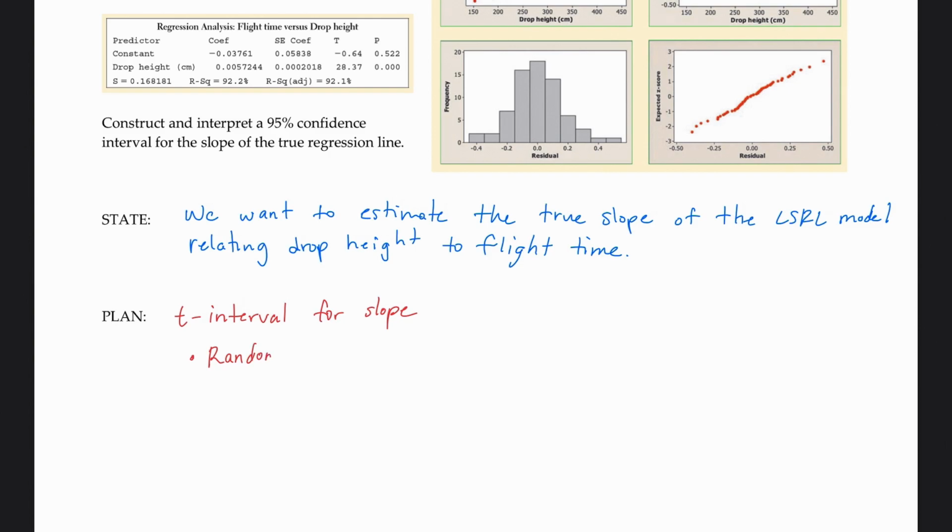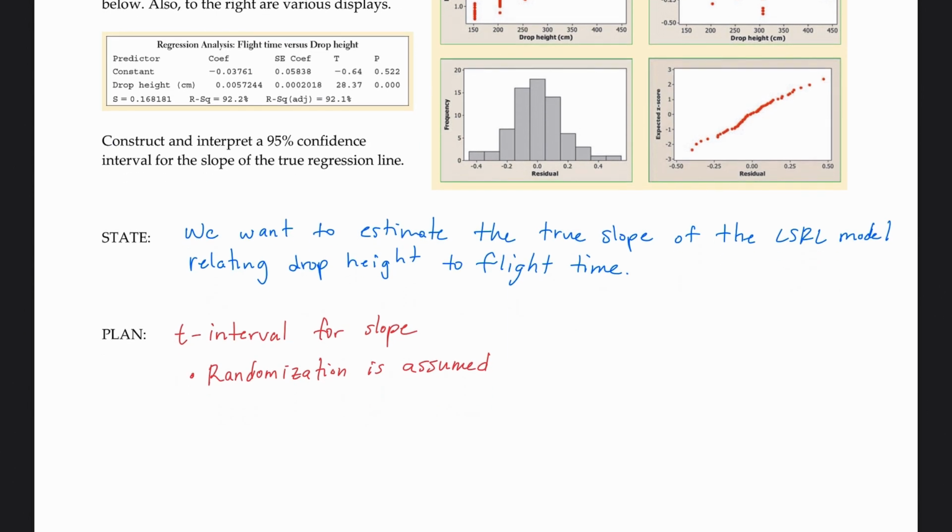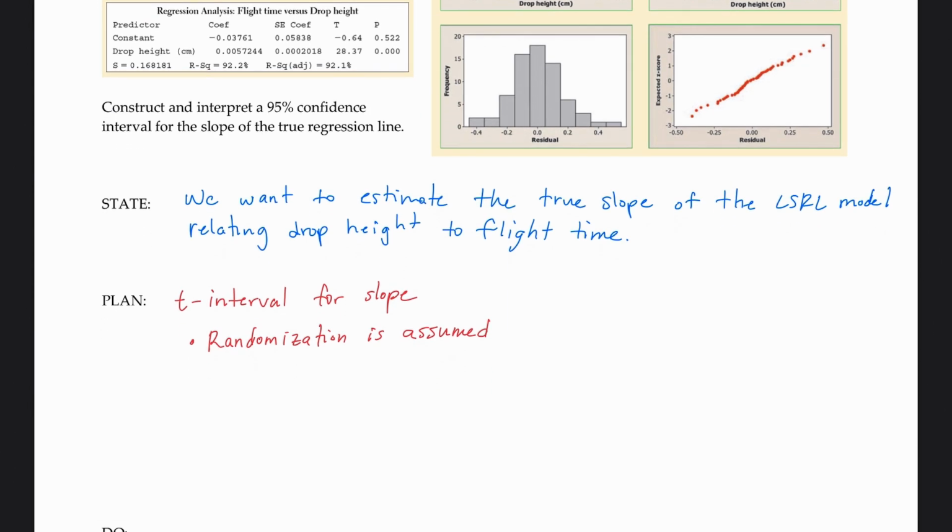We're going to say that randomization is assumed. As it turns out from the context, students were randomly assigned which of the 5 heights they did. So they did, I think, just one helicopter dropped at one height, and they were randomly assigned one of those 5 heights. And then we're also going to assume that independence is okay.